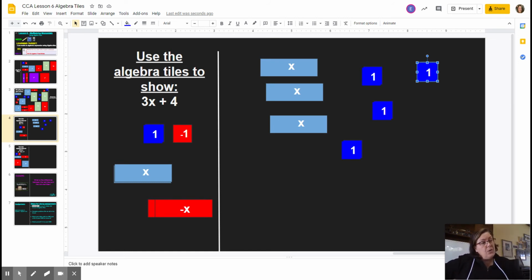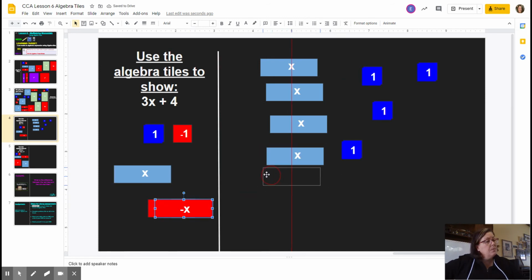Now, I could get really crazy and crafty and do this. Tell me why this works. This also is 3x plus 4. Why does that work?